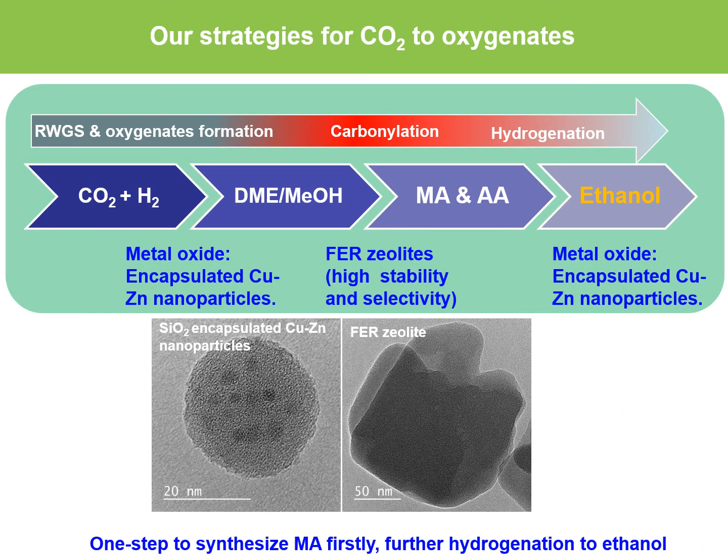According to that, our strategy for producing oxygenates is like this. Firstly, as I presented before, CO2 and hydrogen can produce DME, MA and ethanol. Firstly, we synthesize copper nickel nanoparticles in a capsule catalyst, and then use this to produce DME and methanol, and then further carbonylation reactions to produce MA and AA. We first synthesize this step, and then further hydrogenation to synthesize acid.